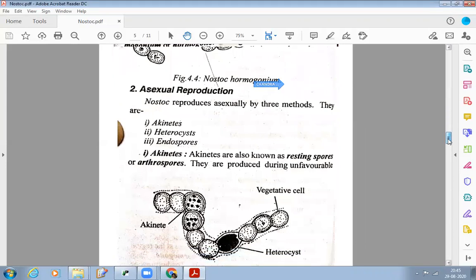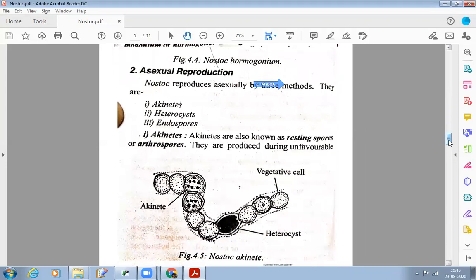Next is asexual reproduction. Nostoc reproduces asexually by three methods. They are echinite formation, heterocyst formation, or endospore formation. First of all, it is the echinite. Echinites are also known as resting spores or arthrospores.